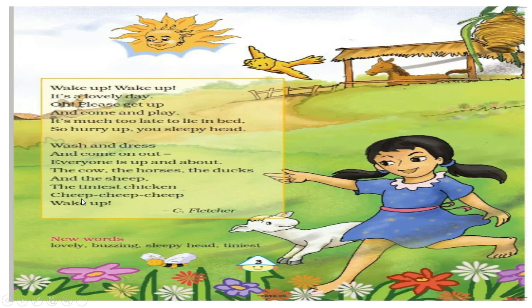ये जो small chicken है, tiniest chicken है, उनकी आवाज कैसे है? Chip, chip. C-H-double E-P, chip. And once again here, chip. C-H-double E-P, chip. The tiniest chicken. Chip, chip, chip.